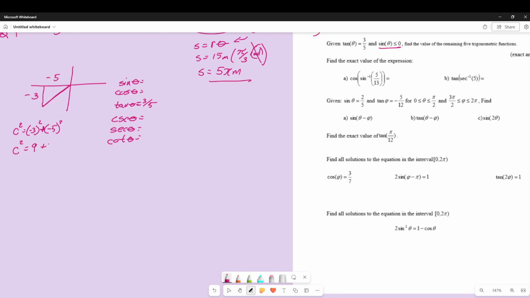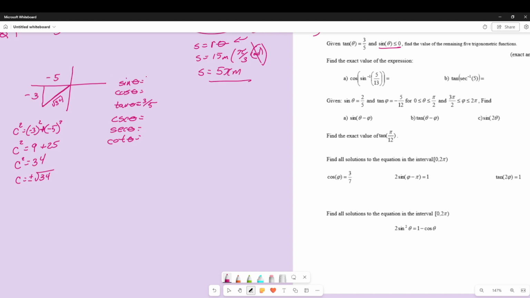So that's going to be 9 plus 25. So c squared is going to be 34. So c is plus or minus the square root of 34. And regardless of what quadrant we're in, our radial length is always positive, so we use the positive version. Now we can set up any of our sine, cosine, cosecant, secant, or cotangent, depending on which ratio we want.